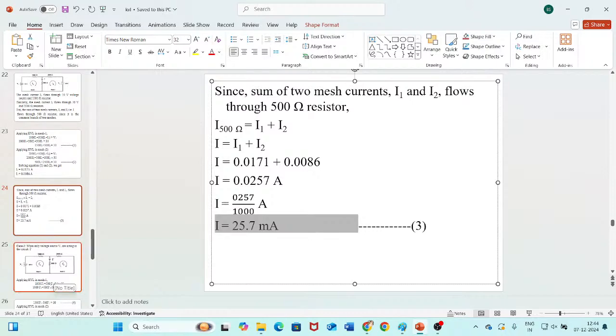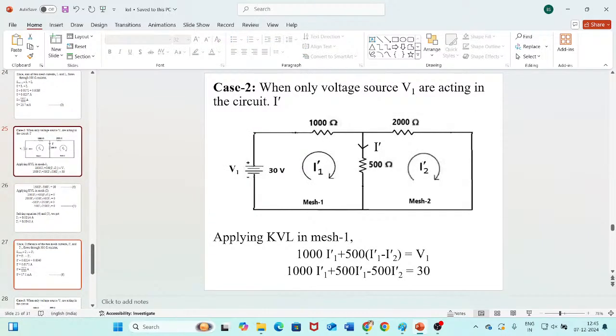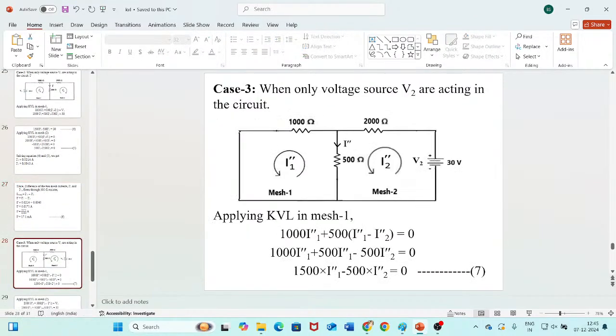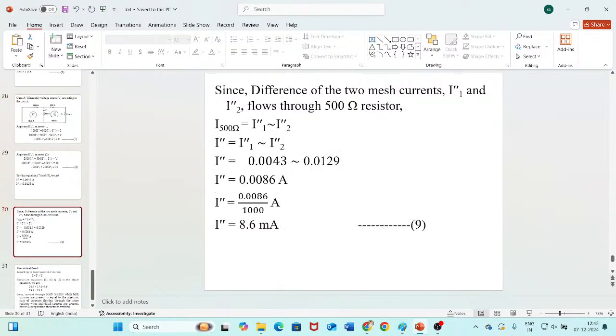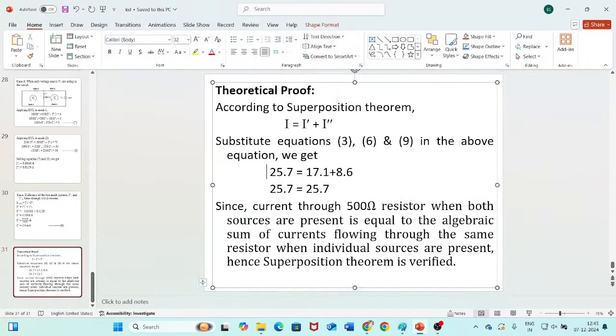For case 2, when only the V1 voltage source was there, the current was I dash. How much did we get? 17.1 milliamperes. And similarly, for case 3, when only voltage source V2 is there, how much current did we get? The current through 500 ohms, I double dash, is 8.6 milliamperes. So 25.7 is equal to 17.1 plus 8.6. So 25.7 is equal to 25.7.